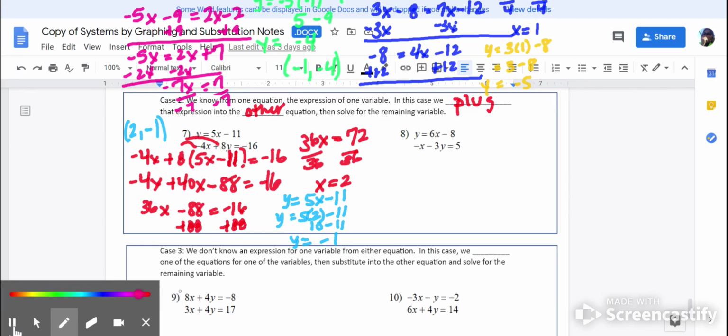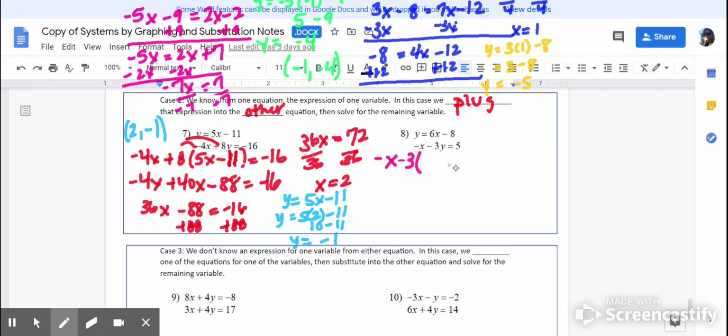Number 8, I see that y equals 6x minus 8. So I'll take negative x minus 3, take the y out, and I'll put in 6x minus 8. And that's going to equal 5. Again, I want to distribute. So we get negative x minus 18x plus 24. That's going to equal 5.